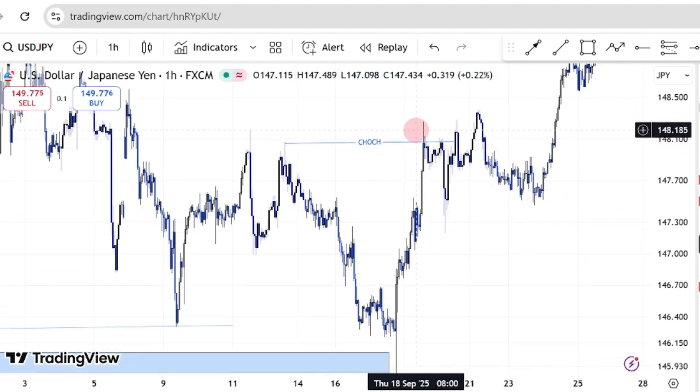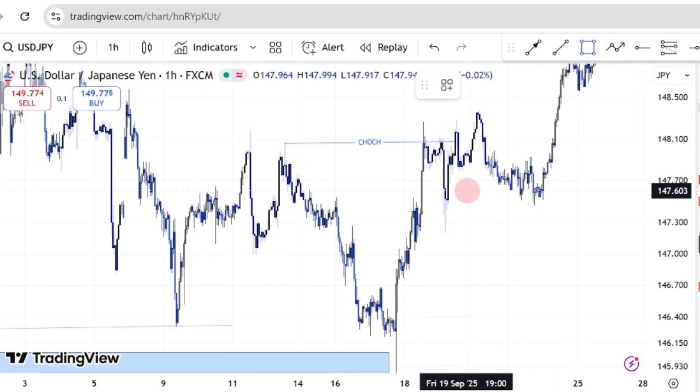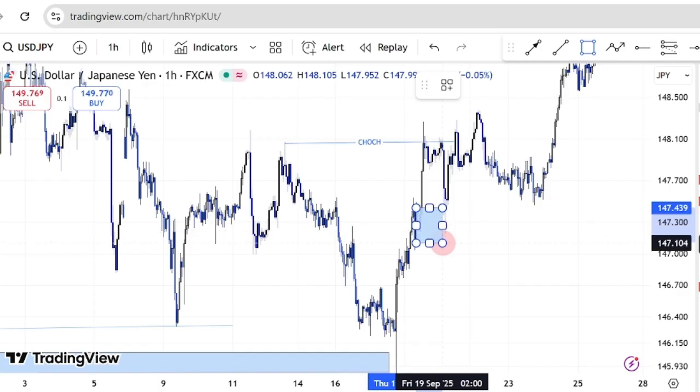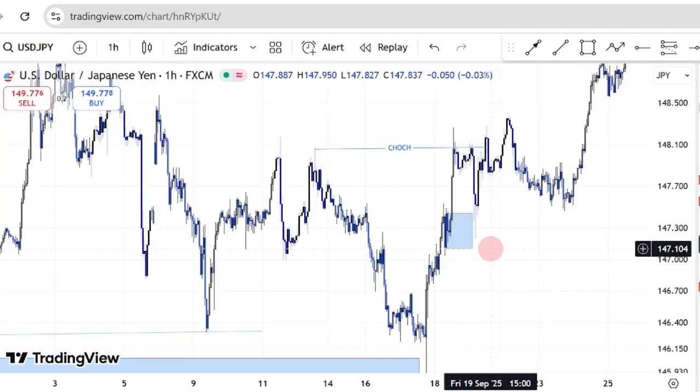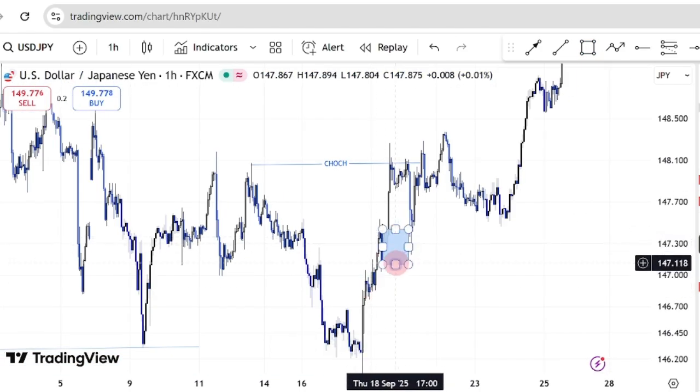So after I had this sweep, first thing I noticed was there was a demand. This demand was here. We had this demand, and price tapped into this demand. But I wasn't interested in this demand because this didn't close with a body close. There was no body close, and that is why I said you have to set your rules or your confirmations to validate the trades you want to take.